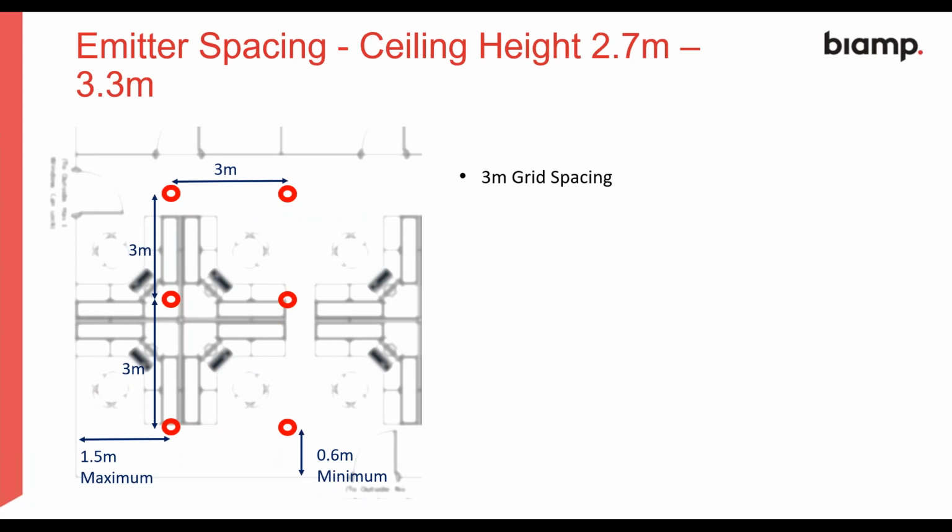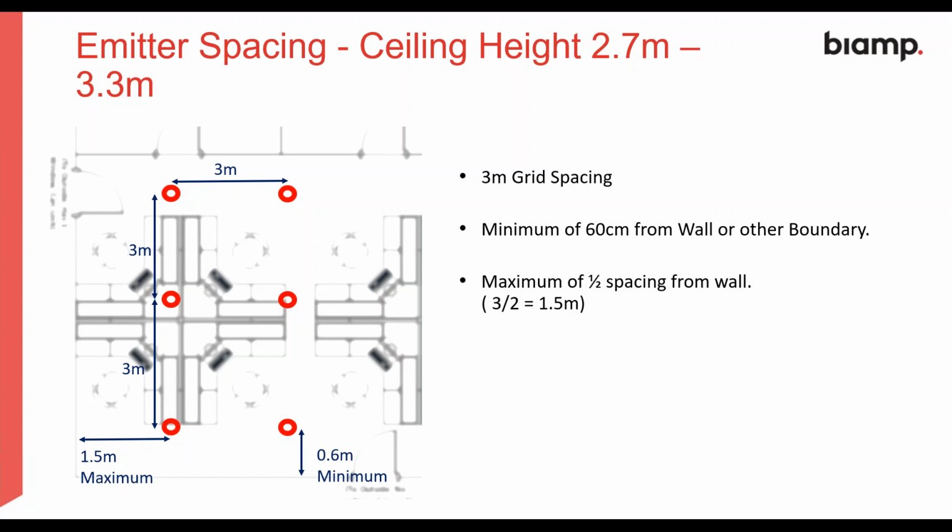If we go to the next height, from 2.7 to 3 meters, then we have a 3 meter grid spacing. And again, this is very, very similar to how we were before. So we have a minimum of 60 centimeters from the wall or the boundary. The difference here is that we now have the half spacing, so we have 1.5 meters maximum from the wall. And again, as we said previously, we could move any emitter 60 centimeters in any direction without affecting the performance of the system.